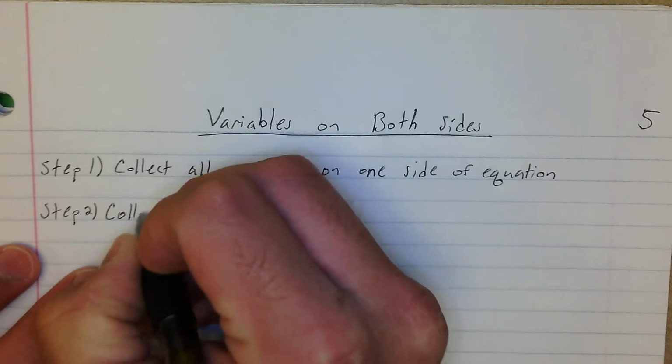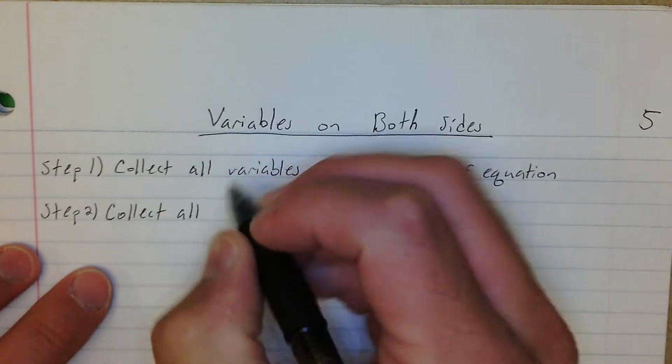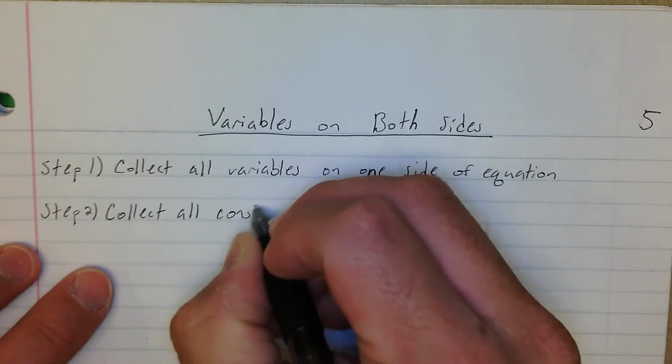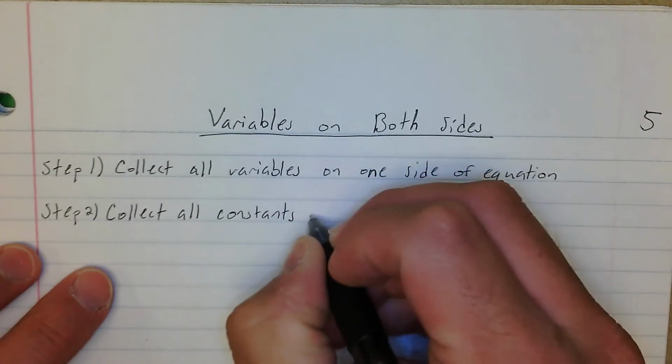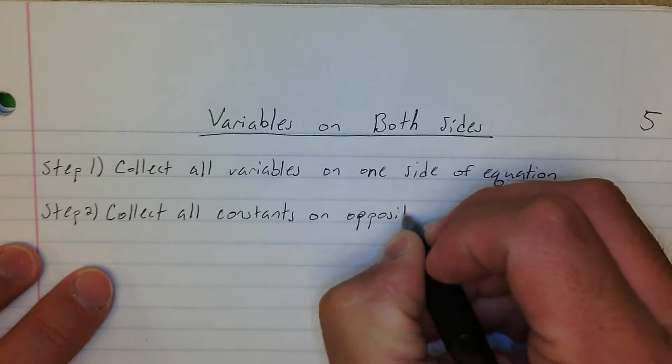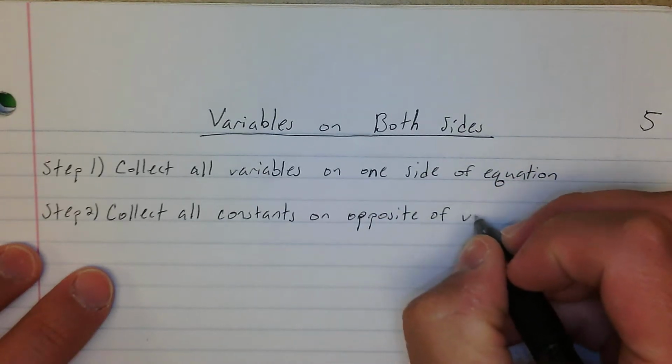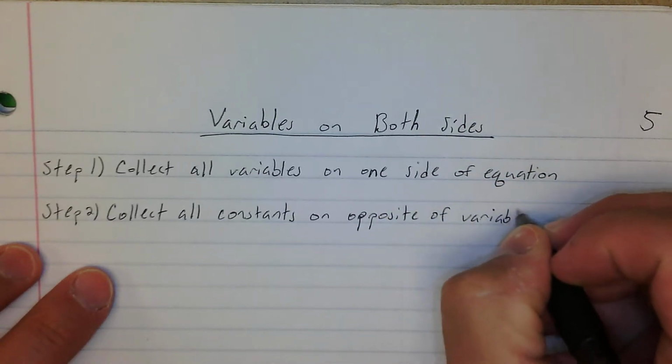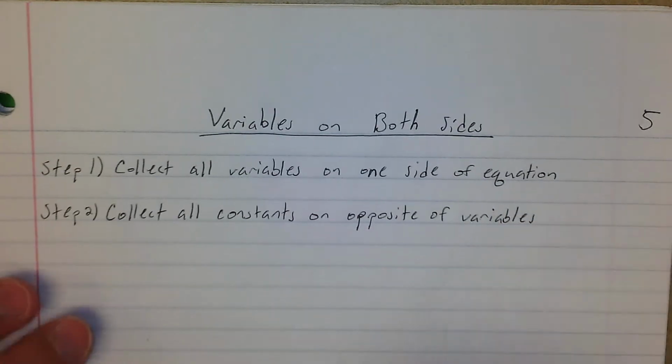Step number 2 will be to collect all constants on the opposite side of the variable. So if you collected all your variables to the left side of the equation, then constants need to go on the right. If you collected all your variables to the right side of the equation, constants go to the left.